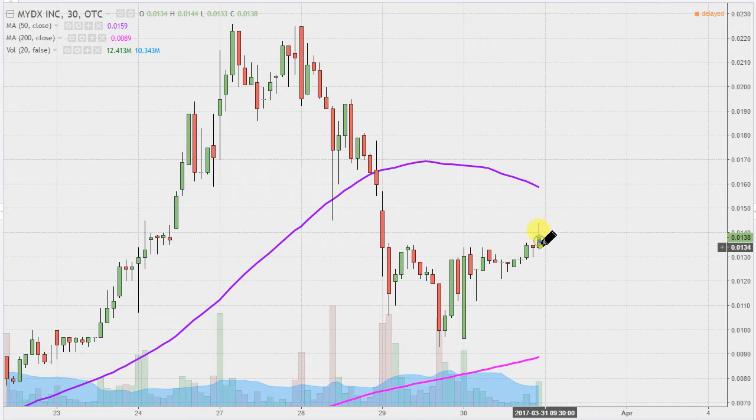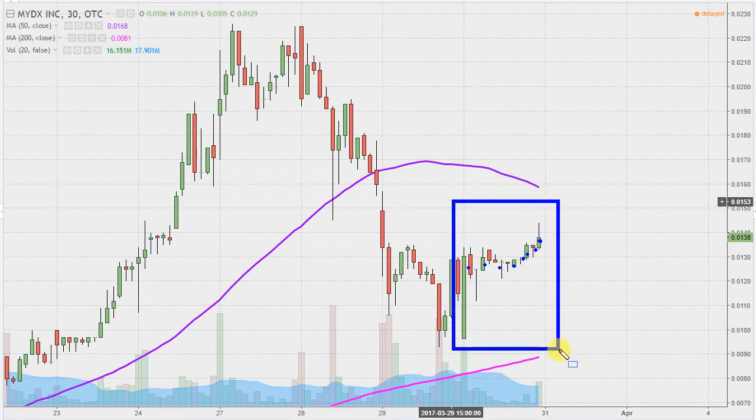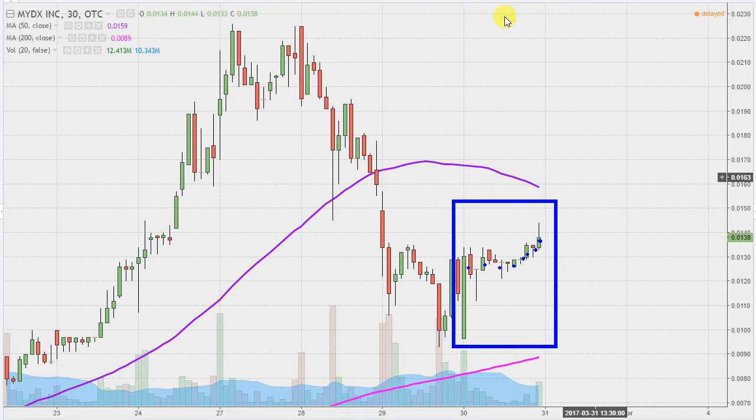Instead of each one of these candlesticks here representing one day's worth of price action, which is what you would normally see, each one represents 30 minutes. So while this here may look like several days worth of time, it's actually just today's price action broken down into 30-minute time slices. I like this time frame.